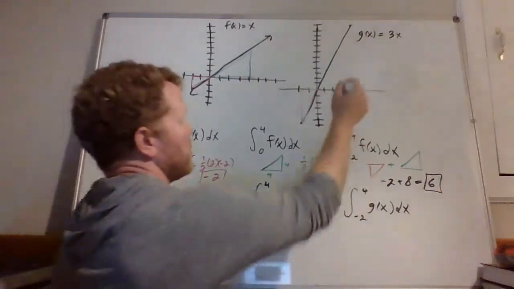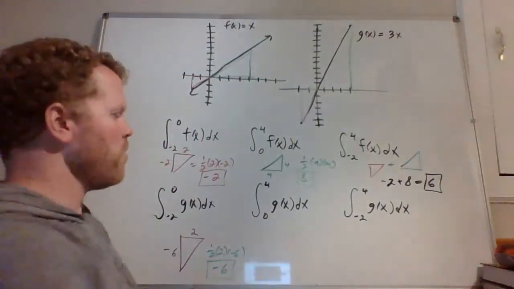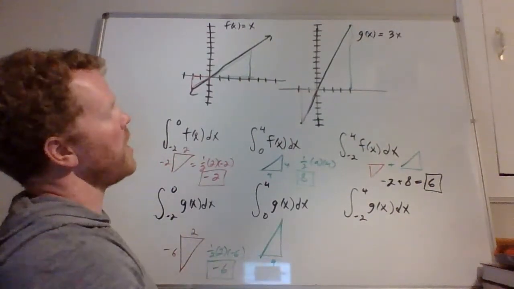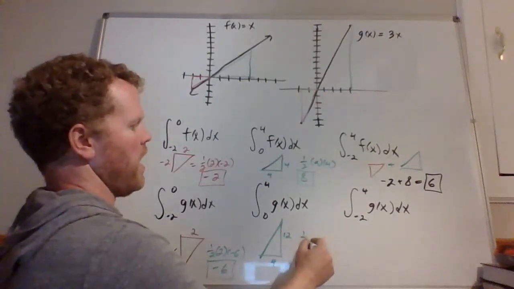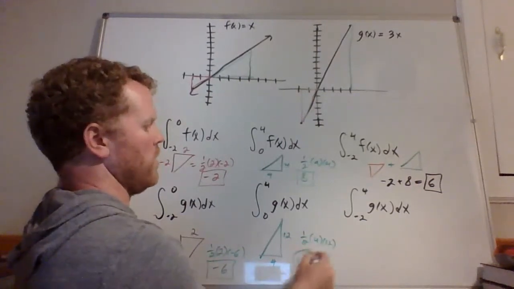Then we want to do this one. This big giant triangle, when we integrate this guy from 0 to 4, that's 4 units wide. This should be 4 times 3, so 12 units tall. Half of 4 by 12, which should be 24.